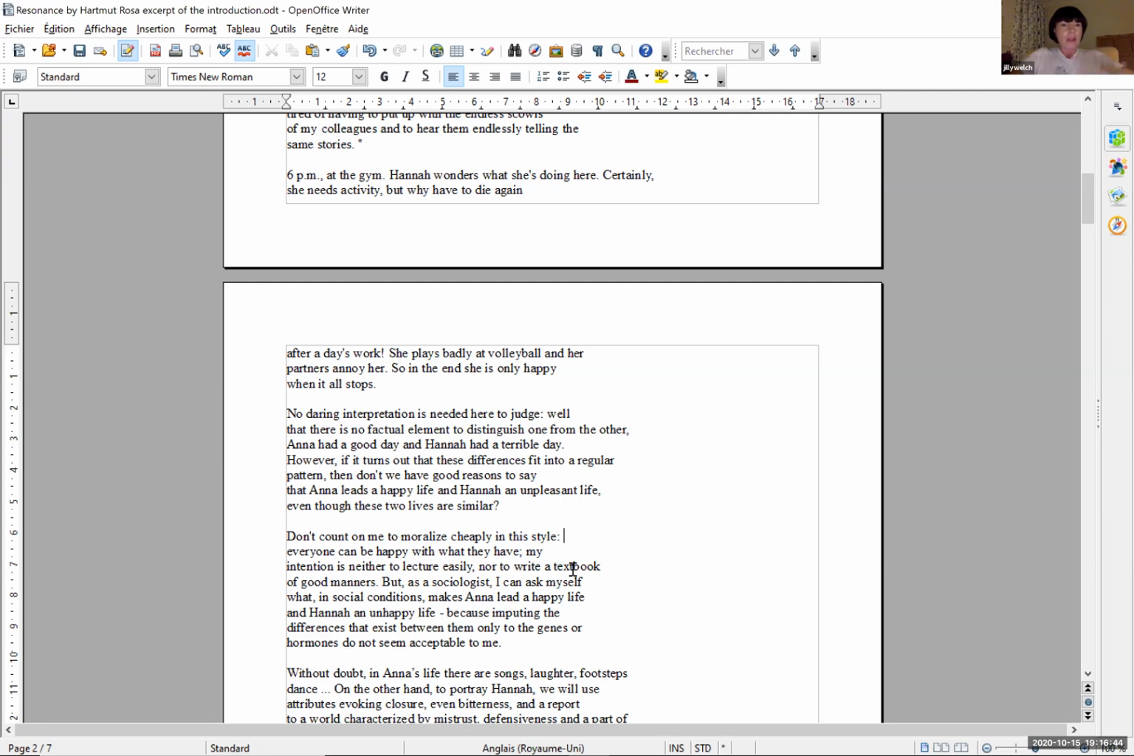I'll go. No daring interpretation is needed here to judge that there is no factual element to distinguish one from the other. Anna had a good day and Hannah had a terrible day. However, if it turns out that these differences fit into a regular pattern, then don't we have a good reason to say that Anna leads a happy life and Hannah an unpleasant life, even though these two lives are similar? So, don't count on me to moralize cheaply in this style.